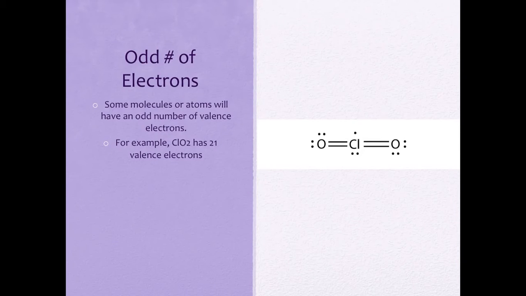Okay, so some molecules or atoms will have an odd number of electrons, and for example ClO2 has 21 valence electrons, so that needs to be shown in the Lewis structure.